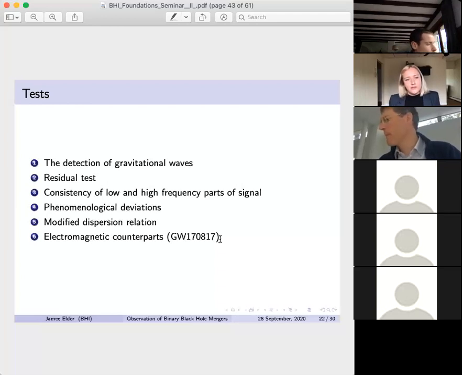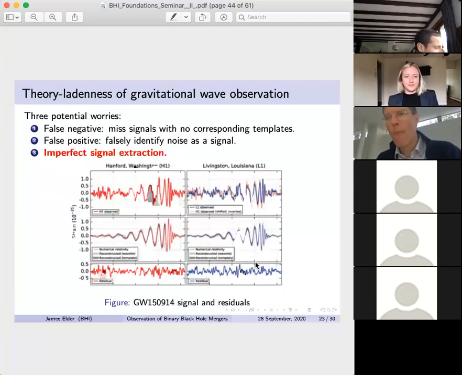2, 3, 4, and 5 are all tests that were performed based on the original observation of GW150914. So I'll go through each of those in turn. And then finally, I'll just talk briefly about what multi-messenger events might add.